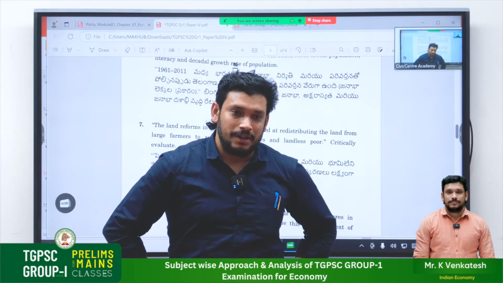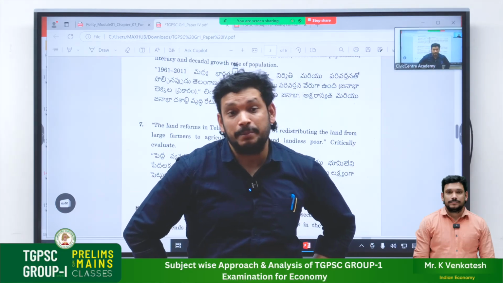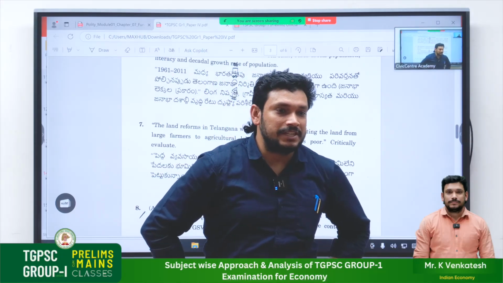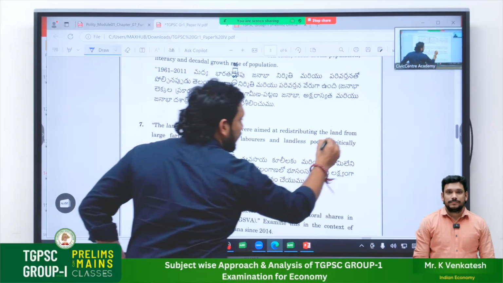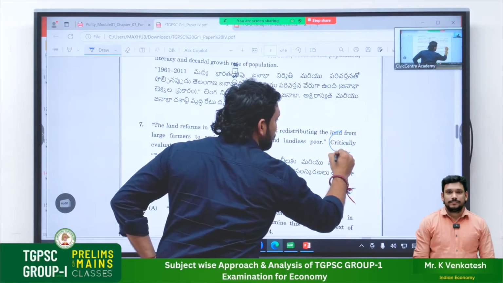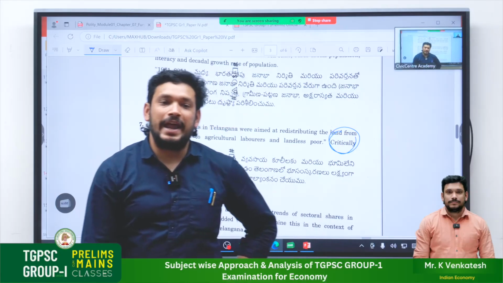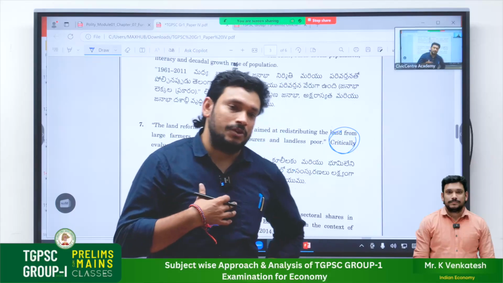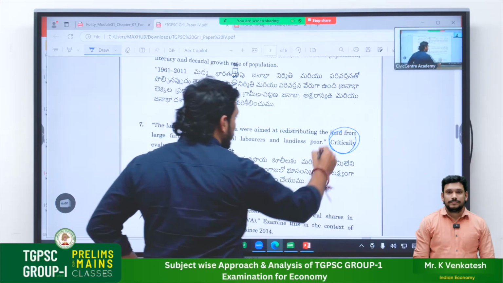But it is debatable. Then, whenever any program of the government is debatable in nature or a failure, how will the Telangana Public Service Commission ask the question? Critically. This word is more important. Critically evaluate: why are land reforms a failure in Telangana? We know that it is a failure. Why is it a failure? We need to study and we need to write. So these words are called keywords.